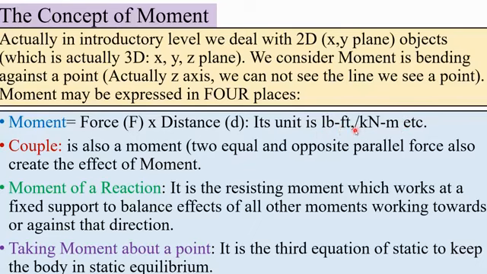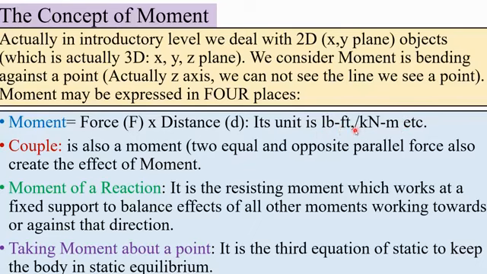Now taking a moment about a point, you can say it is an operator, sort of. It is a third equation of statics, an equation of statics to keep the body under equilibrium. I'll explain in the next. Moment explained: force into distance, its unit I have told. Taking moment about a point means actually taking moment about the z axis, I have told.